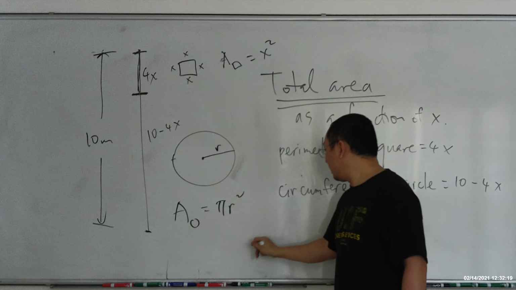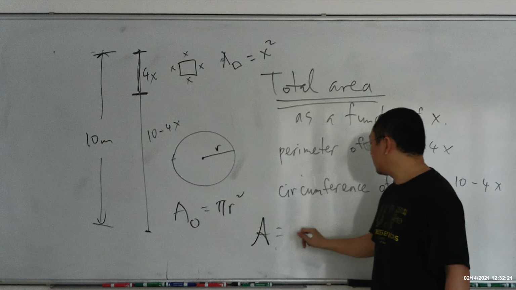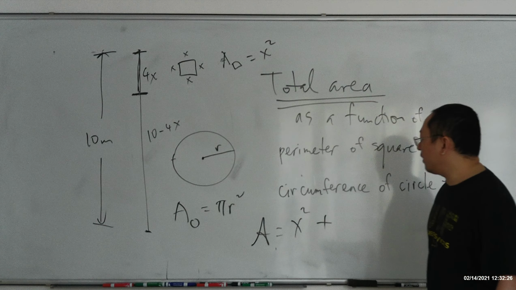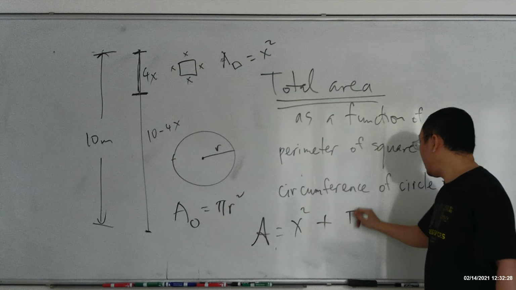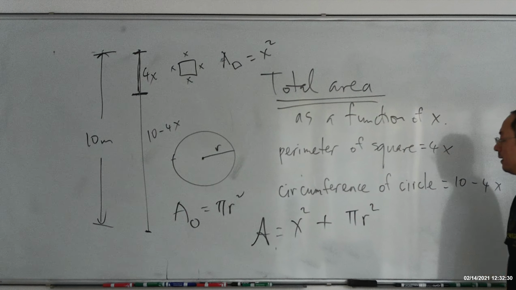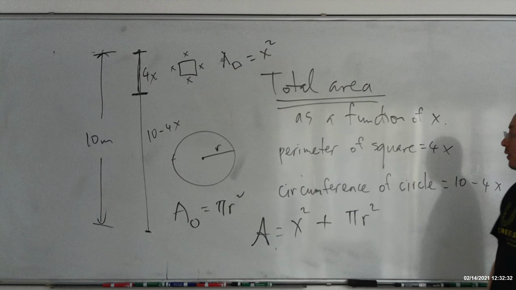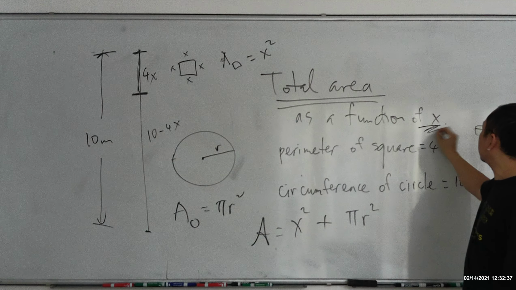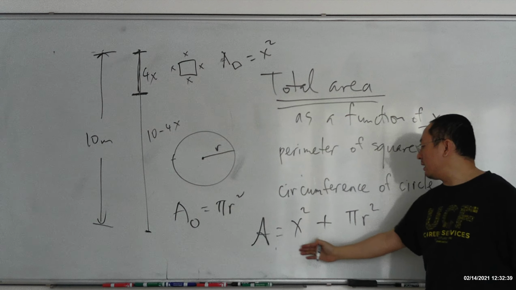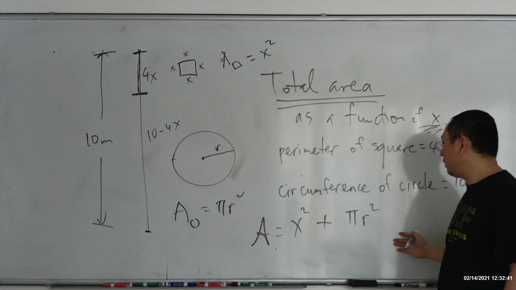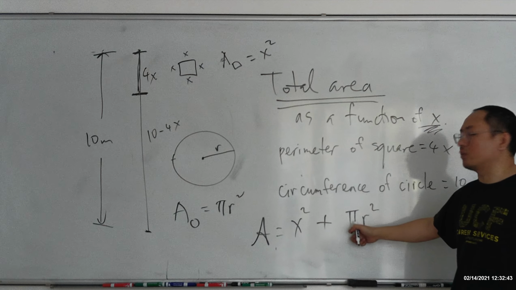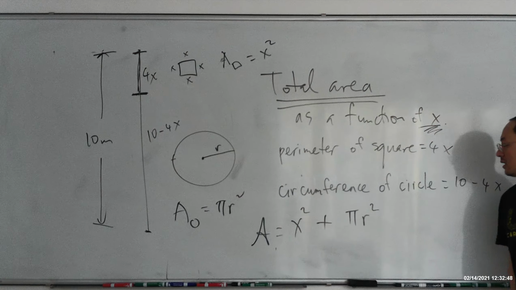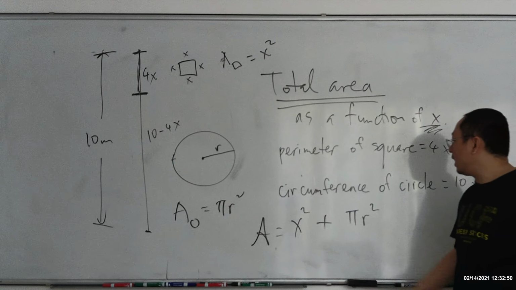So the total area is going to be the area of the square, which is x squared, plus the area of the circle, which is pi r squared. Am I done yet? No, not yet, because they want the total area as a function of x. In other words, they only want to see the letter x on the right-hand side. No other letter allowed. So pi is a constant, 3.14159 is okay. R is not okay. R is another letter, another variable. We have to convert R to x.